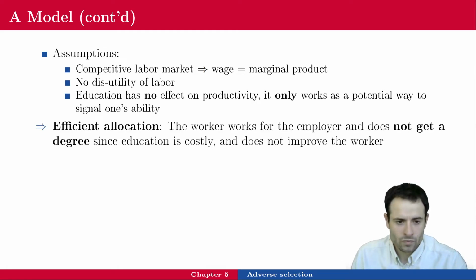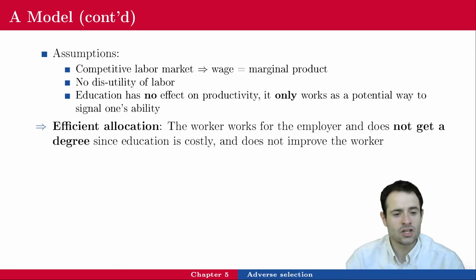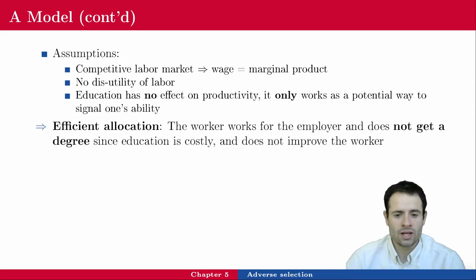So, before we get into different information structures, again, let's talk about what the efficient allocation is. The worker should work for the employer, no matter what, and should not get a degree. Why is that? Because here, a degree is costly. There is a cost CH and CL, tuition, fees, foregone earnings, and so on.